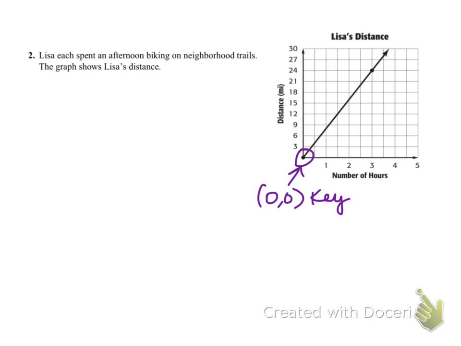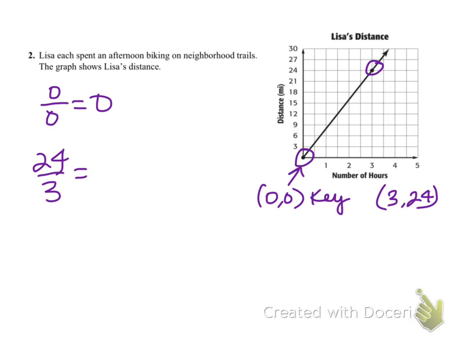We can look at this other point. This is (3, 24). It's very important that you can identify these. Make sure you understand how this bottom scale works, because this isn't 3 tick marks over. So that's (3, 24). If I do 0 divided by 0, we get 0. If we do 24 divided by 3, I get 8. So is this proportional or not?